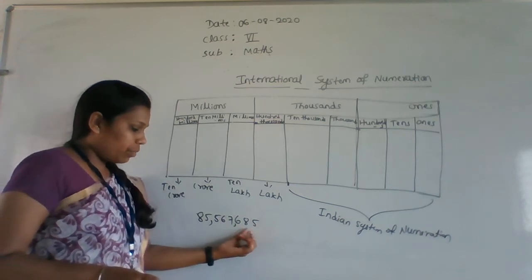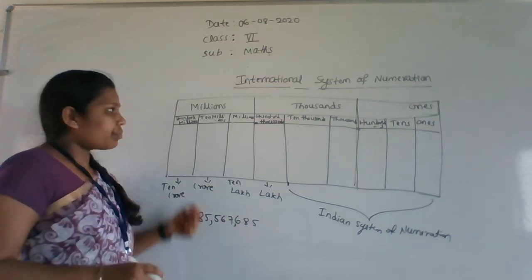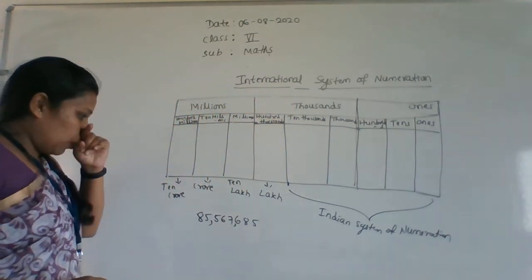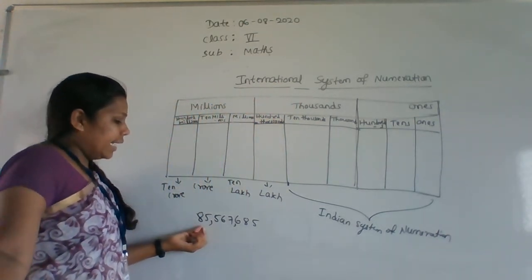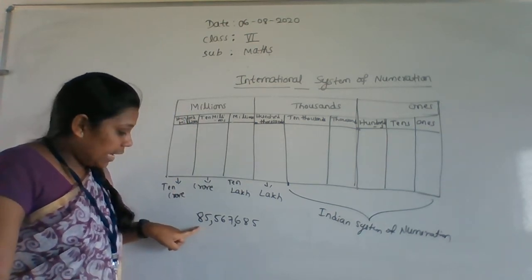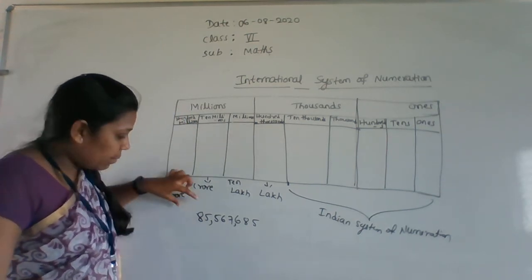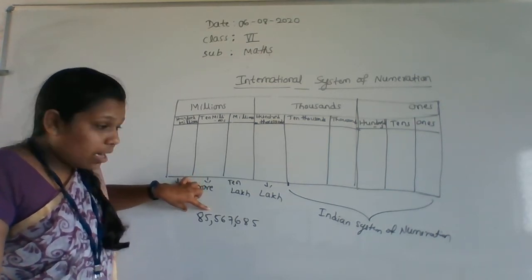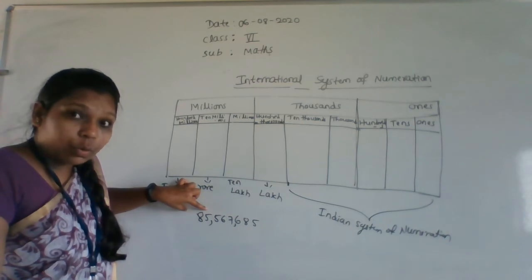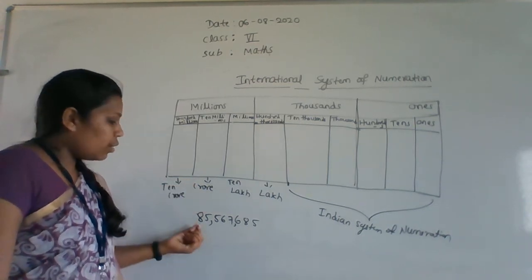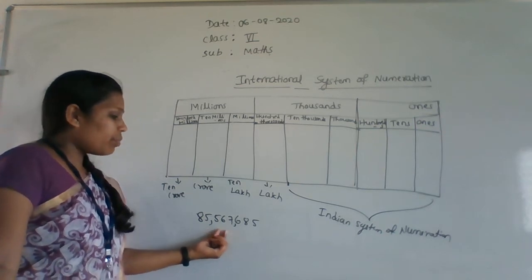So how to read this number? Ones, thousands, millions are there. So we can read it as 85 millions. Whatever the number is there right here, we have to read like this. If it is 82 or if it is 200, then 200 millions, like that we have to read. Okay, so 85 millions.